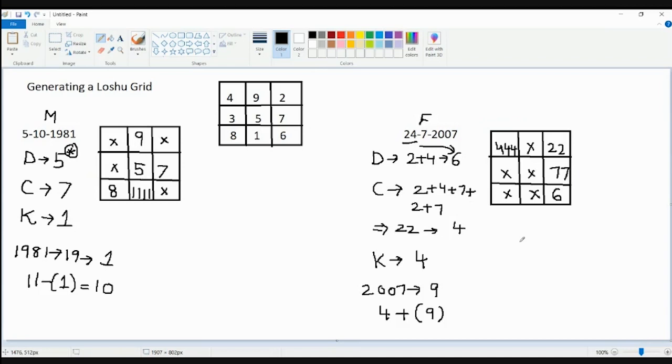I hope you will be practicing this Loshu grid, and you can share the grids that you generate to my WhatsApp number, and I will revert to you. The topic for tomorrow will be lottery numbers. It's a very interesting topic: how a number becomes a lottery in your life and contributes to significant gains.